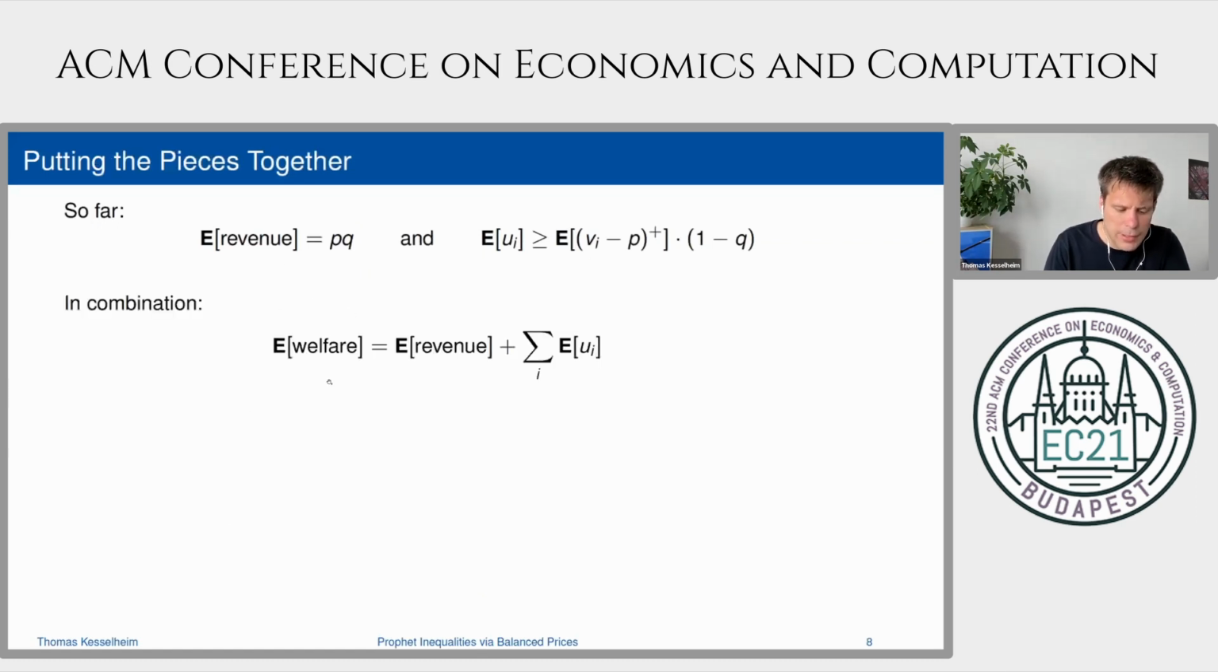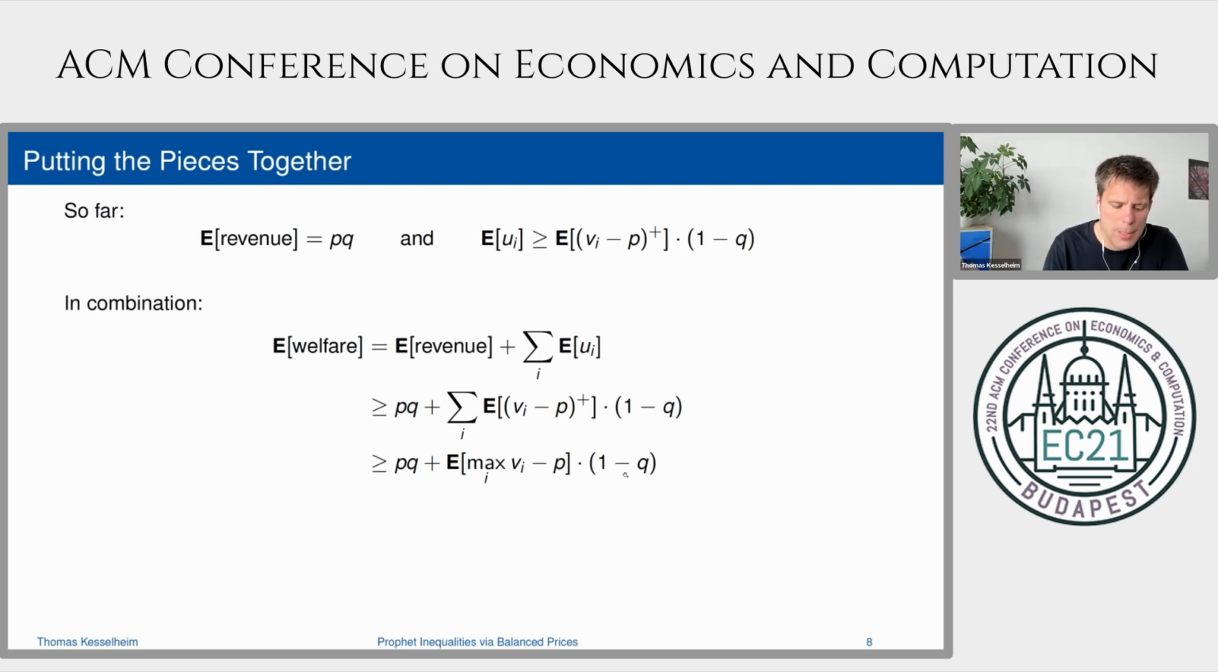Namely, the expected welfare is nothing but the expected revenue plus the sum of the expected utilities. And we can plug this in, and then we just do some basic calculus. Namely, we bound this sum of these non-negative random variables by the maximum. We drop this plus here so that this might also be negative. And this is where we end up, which is some PQ plus the expectation of the maximum minus P times 1 minus Q. And this holds for every price that we could define.